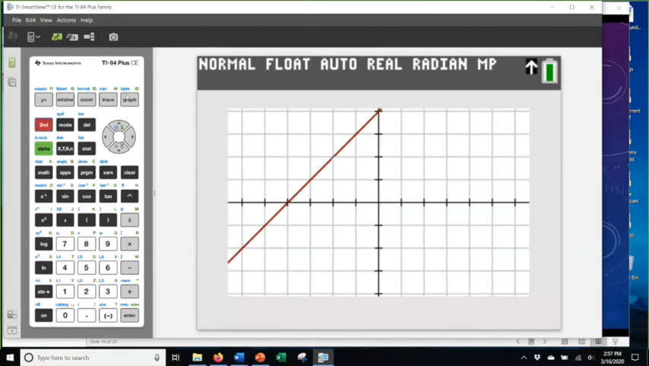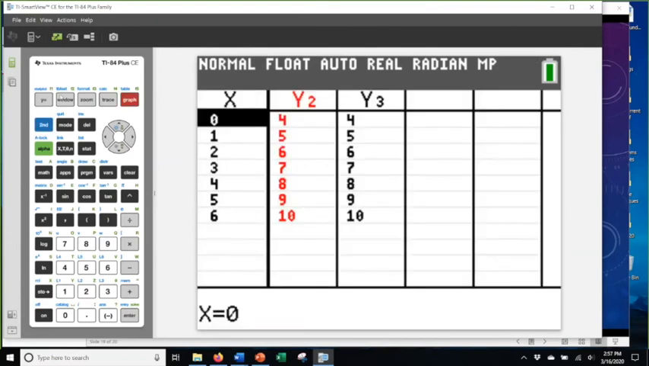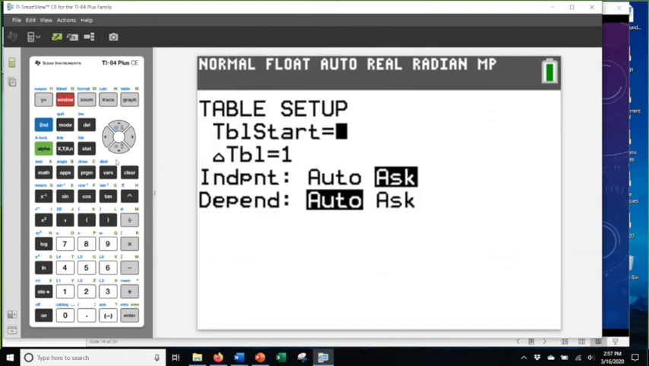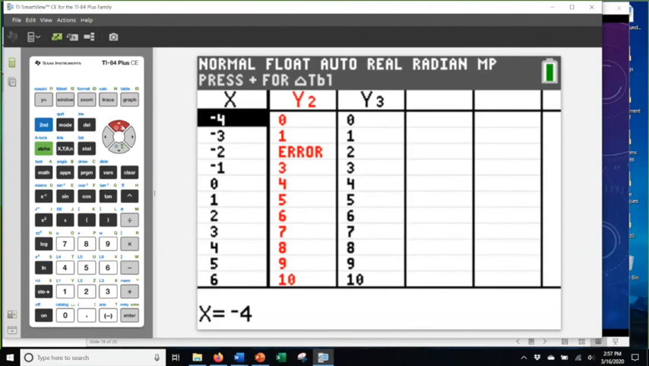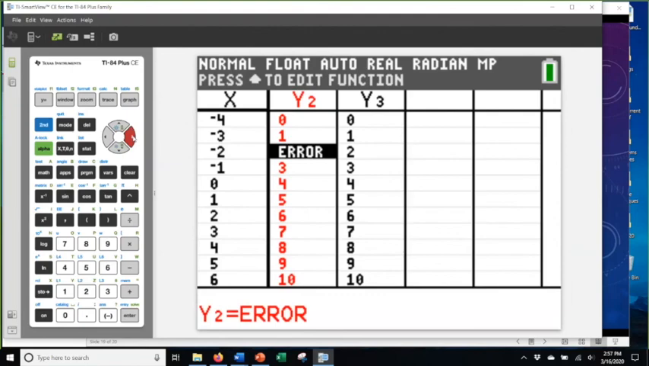Another way to take a look at this is to take a look at the table. My table is set differently than it was before. Let's put it back to auto. And let's do this. Okay, you can see that my rational function has an error or an undefined value here at x equals -2, while the linear function has a value.